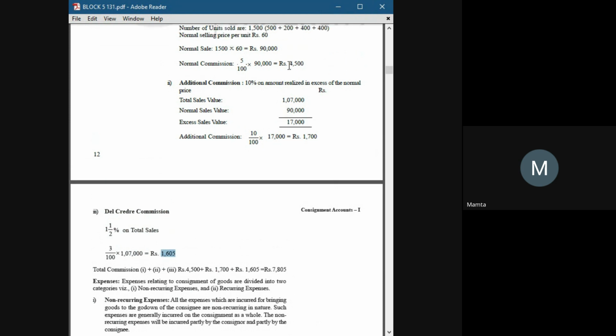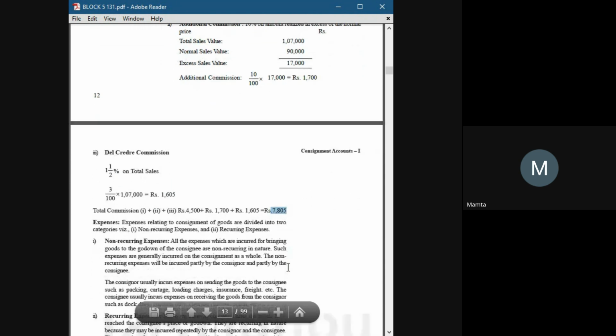Now, when you add all the commission amounts, 4,500 plus 1,700 plus 1,605, you get the amount 7,805 rupees. That's how the commission of an agent is calculated.